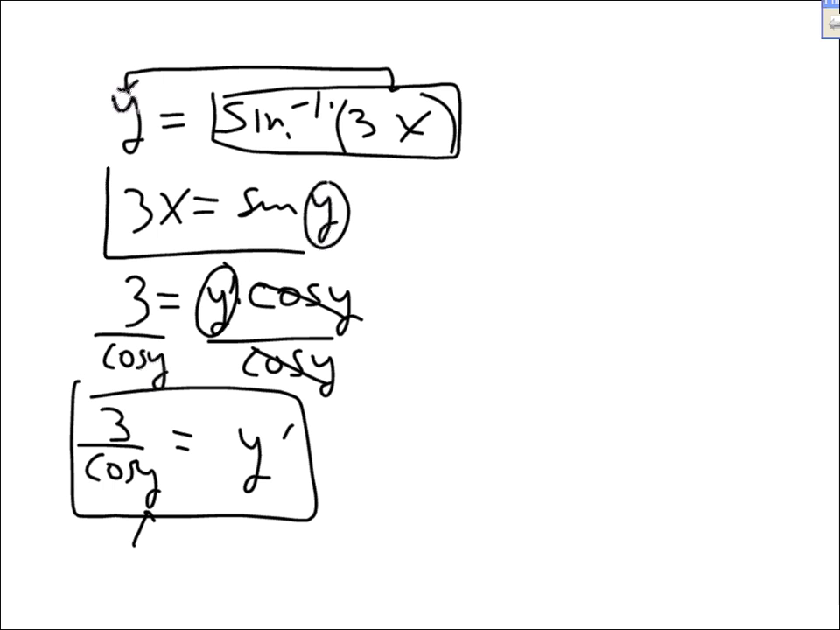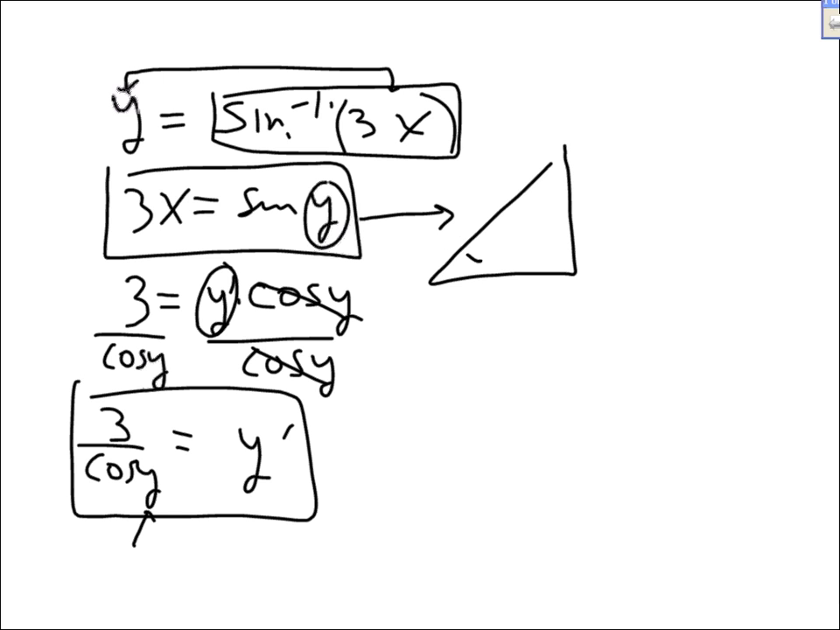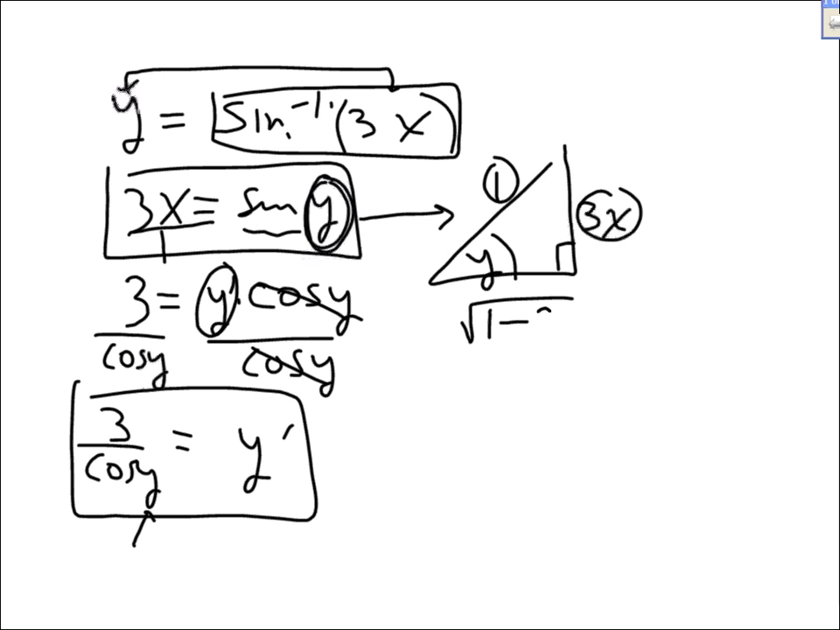Well, I know what the sine of y is, and this is going to generate a triangle. Here is a triangle, and here is the angle y. You take sine of angles, and the sine of the angle is 3x over 1. It's opposite over hypotenuse. And this is going to be the square root of that squared minus that squared. 3 squared, x squared.